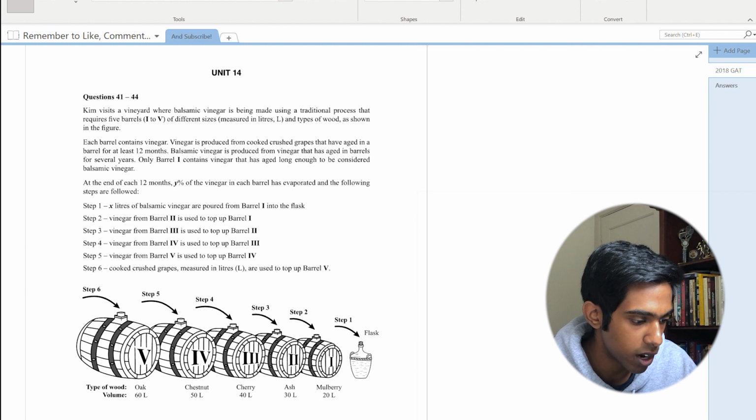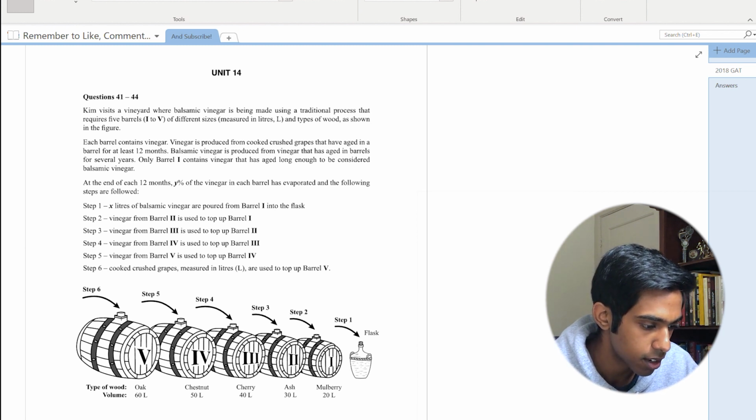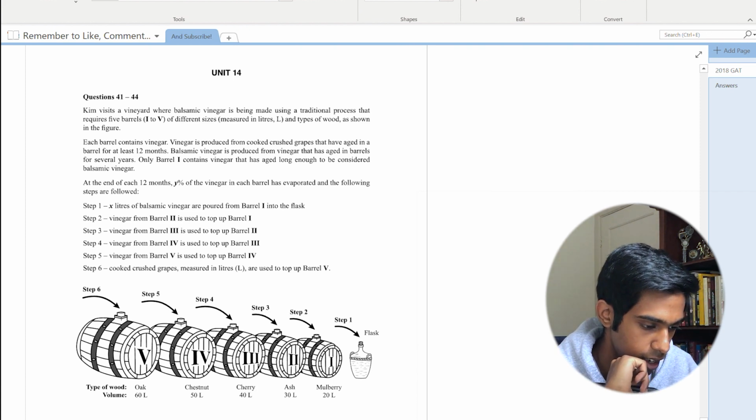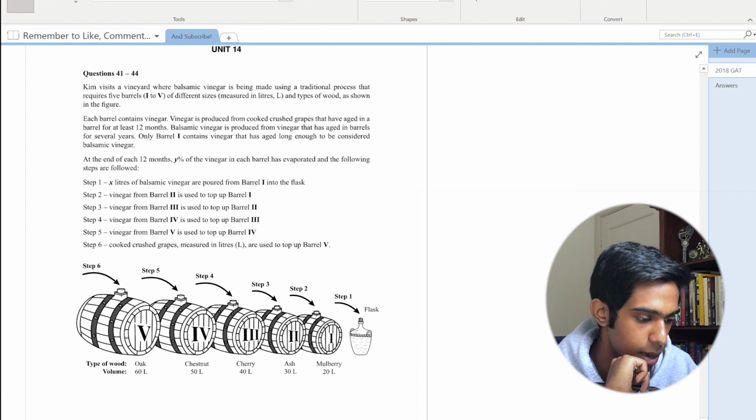So Kim visits a vineyard where balsamic vinegar is being made. There are 5 barrels, 1 to 5, with different sizes, measured in liters, and types of wood.